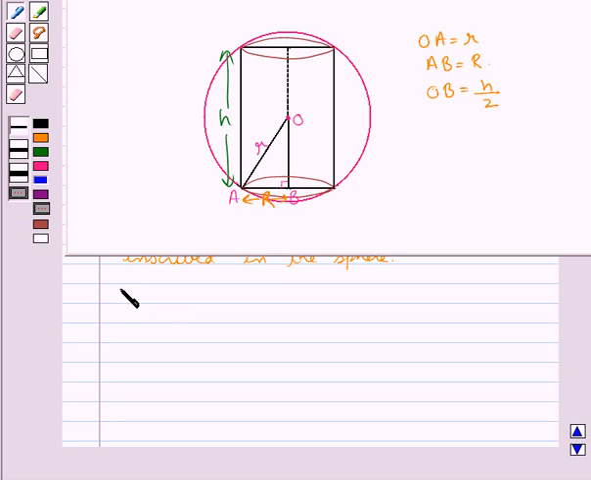Now let's find out the volume of the cylinder. Let it be V, and this is equal to pi capital R square into H. Let this be equation 1.